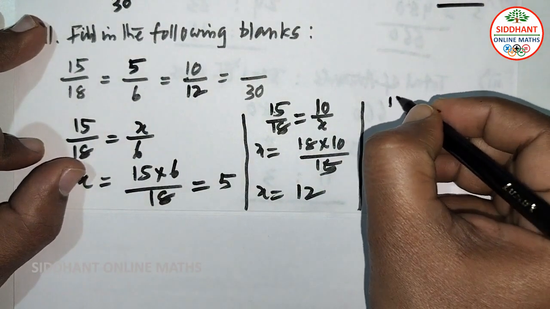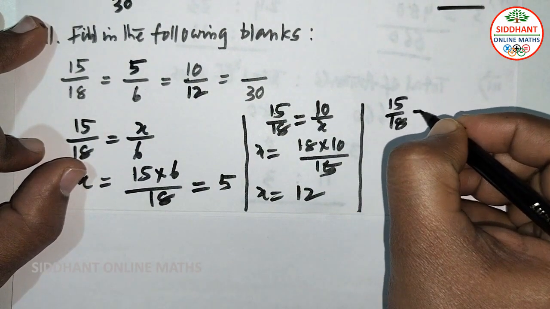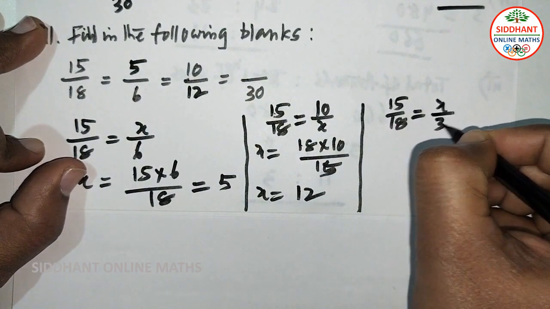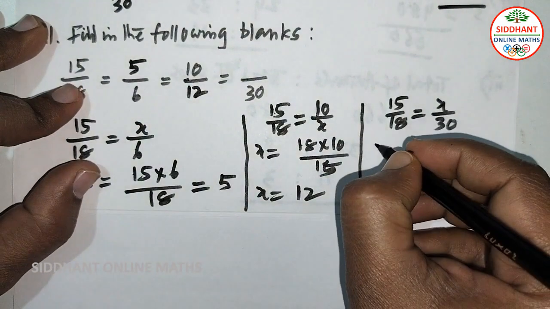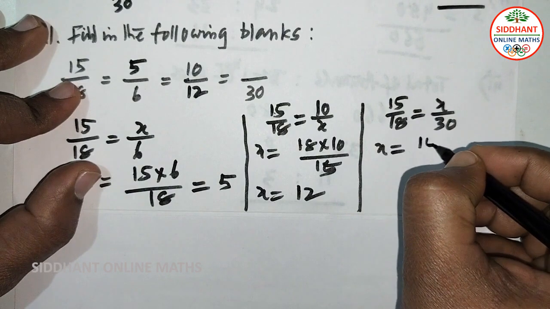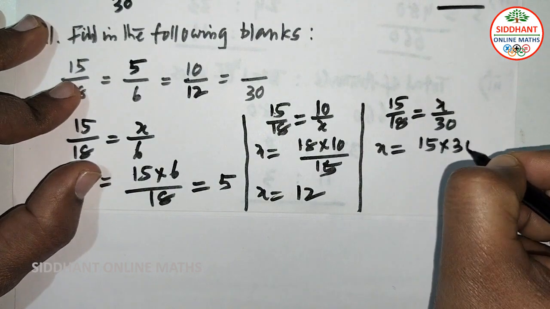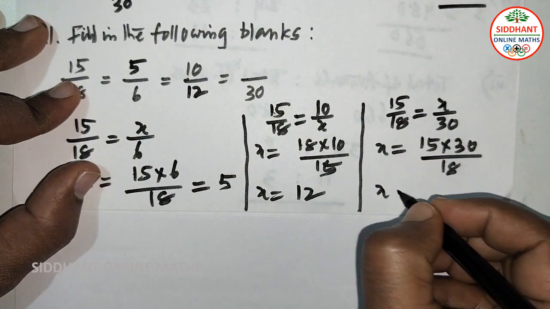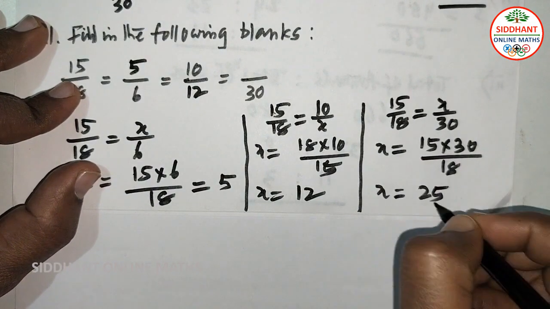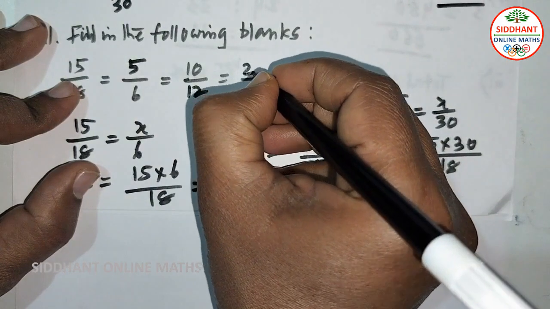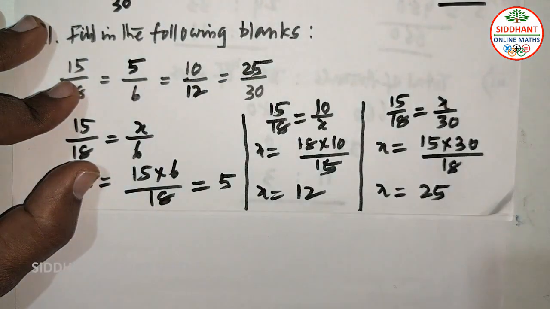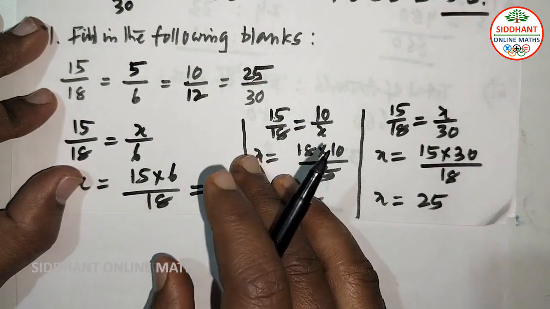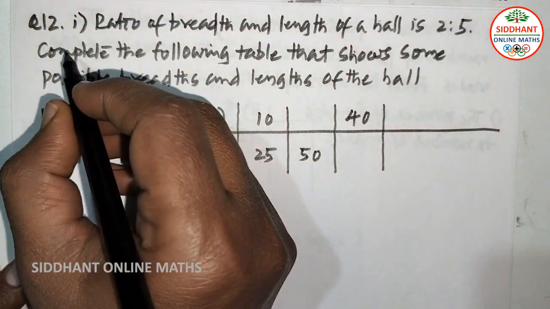So same, 15 by 18 is equal to x by 30. Then x is equal to 15 into 30 by 18. Then x is equal to 25. So here we are going to write 25 here.